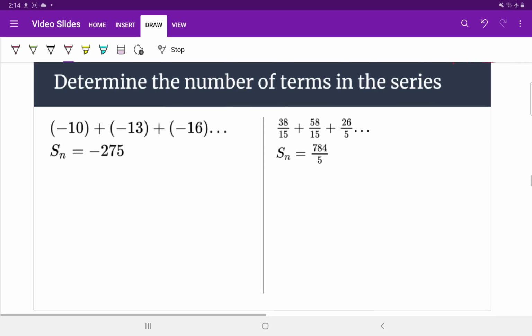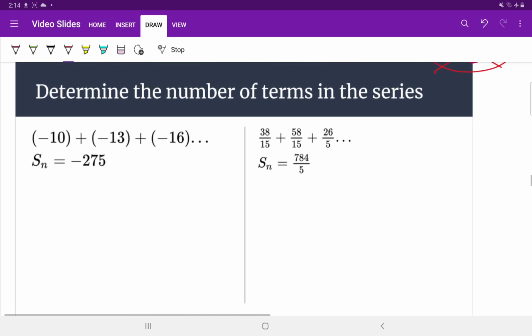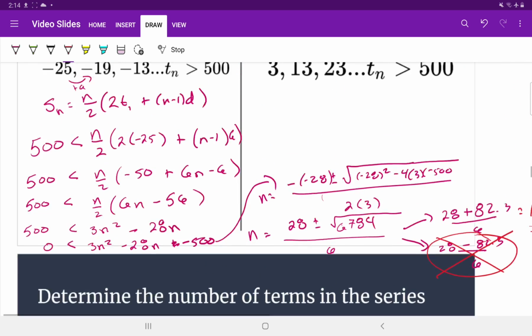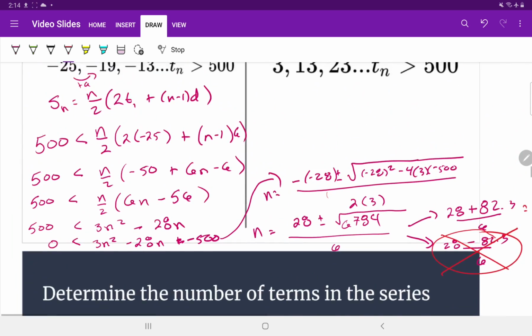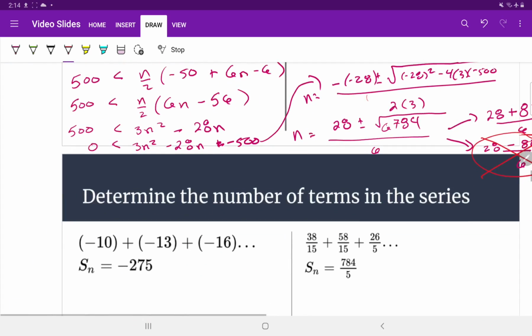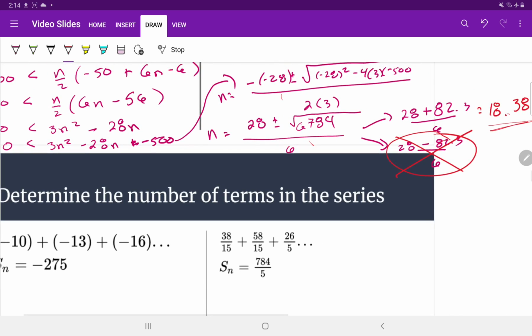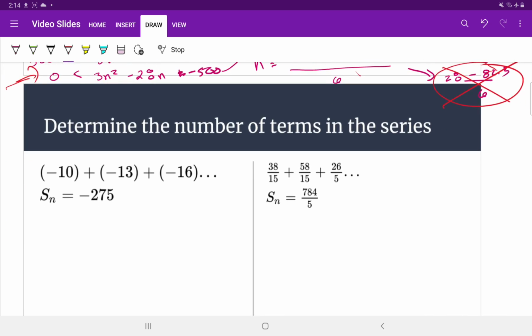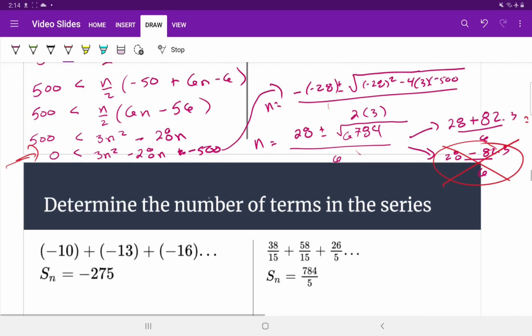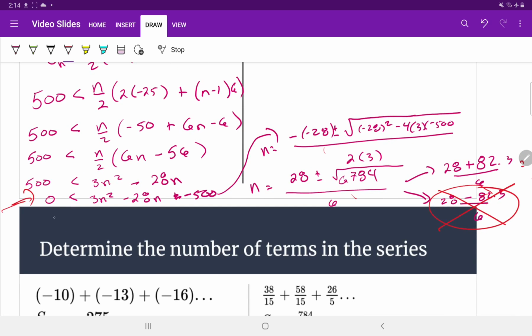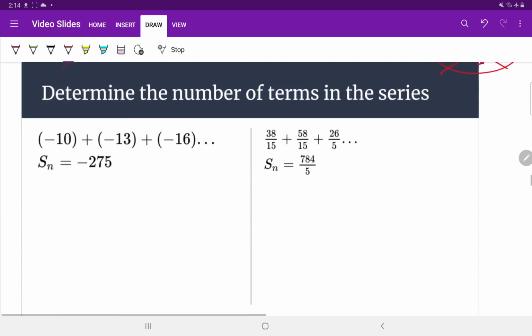So next thing, determine the number of terms in the series. So this is exactly like the one up here, except you're going to end up with a situation where it's going to be factorable because you're going to get a whole number out. You can still use quadratic formula if the terms are unwieldy, but it's going to be the exact same process, except you're going to have an equal sign, okay? So I'm not going to bother doing one of those.